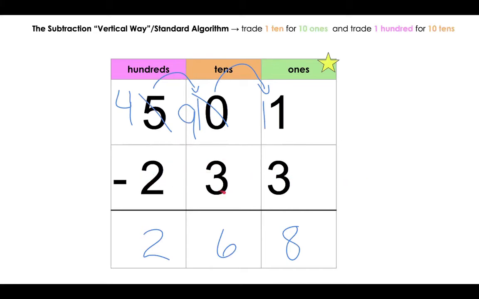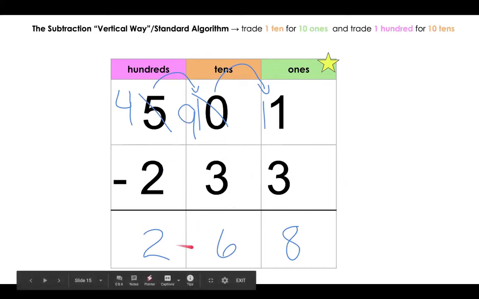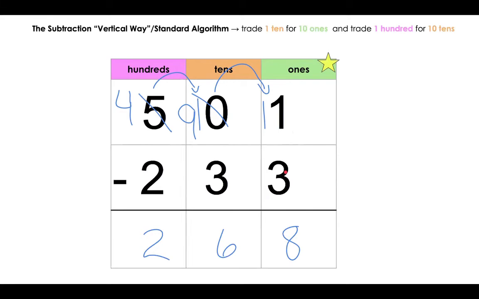501 take away 233. Did you get 268? Now this one was tricky. When I asked myself, can I take 3 away from 1? I can't have -2. So I needed to go to my tens place to trade one of my tens for a 1. But I had 0 tens. So I had to go all the way over to the hundreds place. And I traded one of my hundreds for 10 tens.